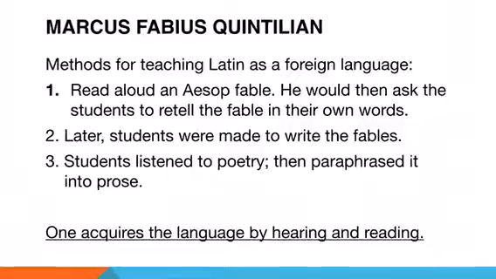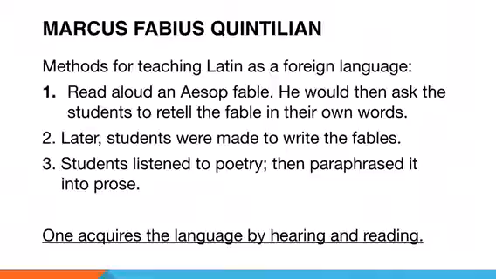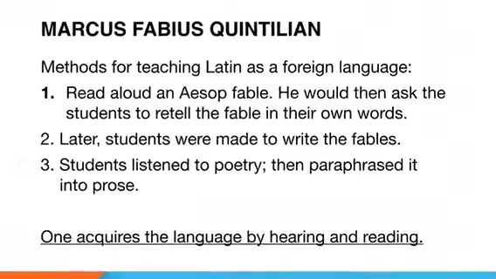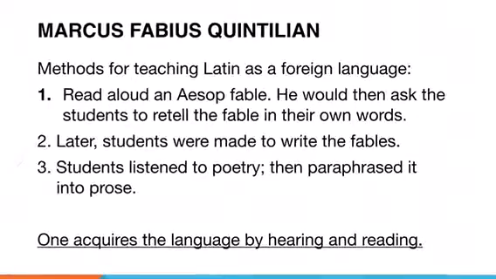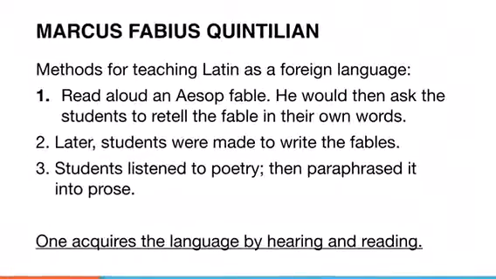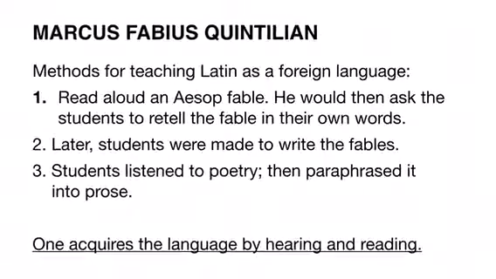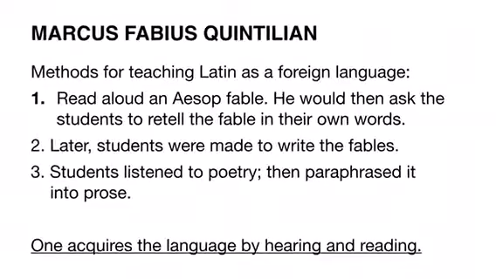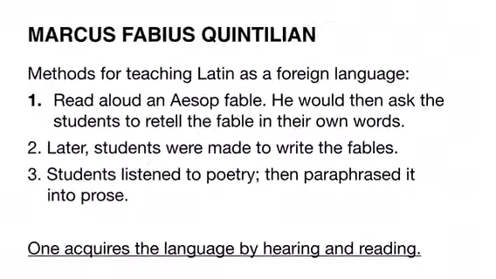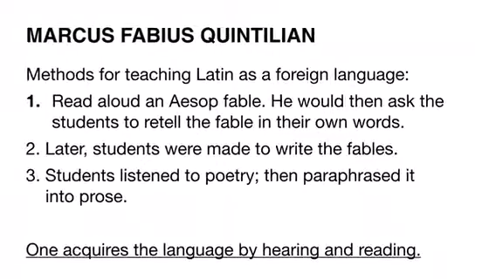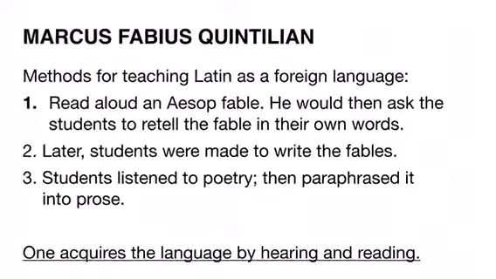I have previously mentioned what Krashen had stated. I'm going to refer to the next scholar, Quintilian. He used several methods, which were read aloud. He read fables in front of students, and then he would ask students to retell the fable in their own words. Later, the students were made to write the fables. The students also listened to poetry and then paraphrased it into prose. So he thought that one acquires the language by hearing and reading.